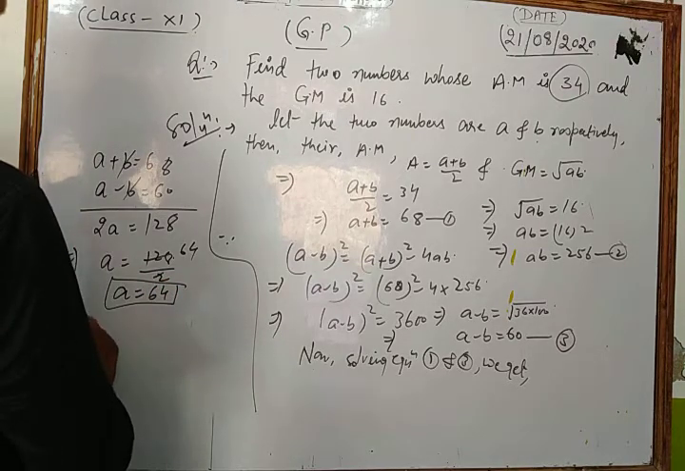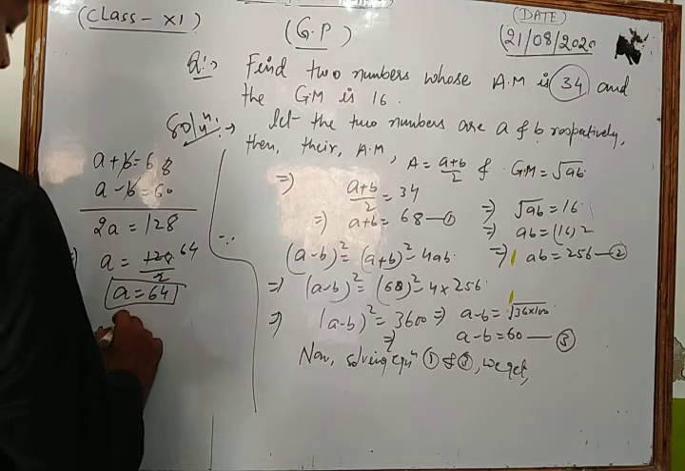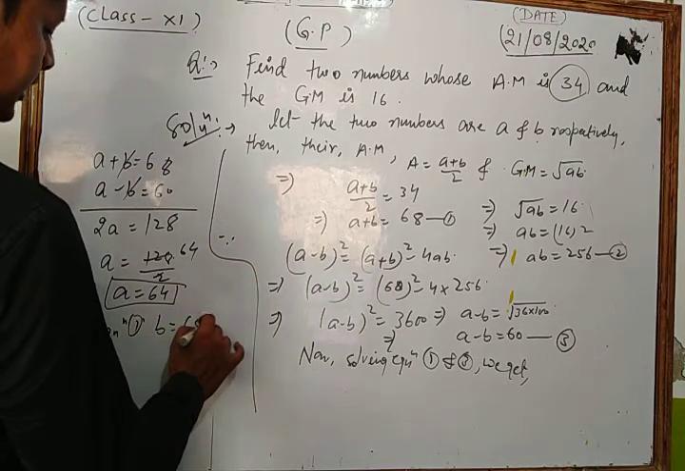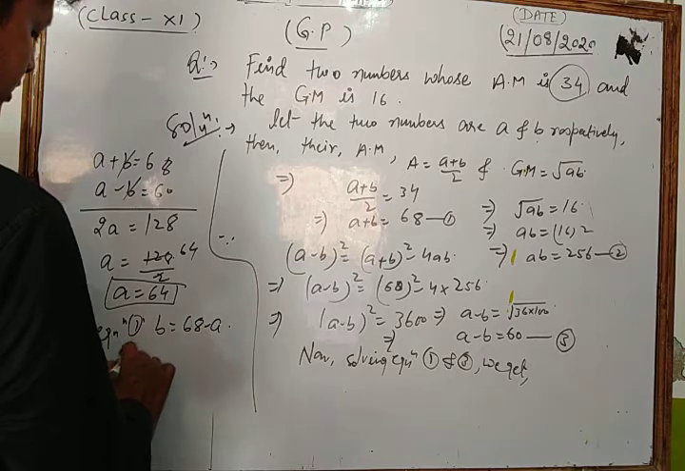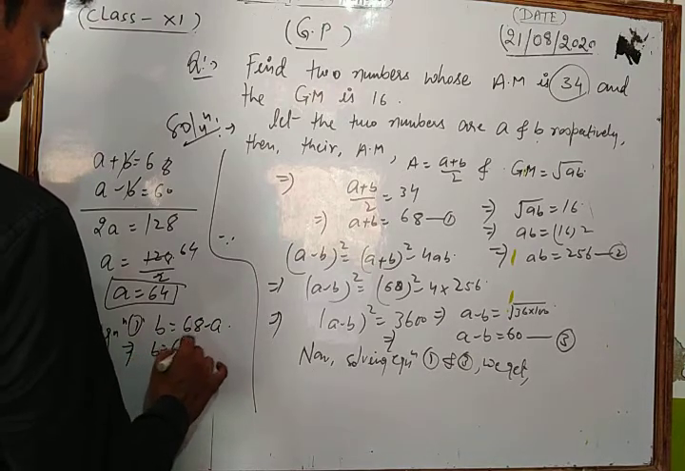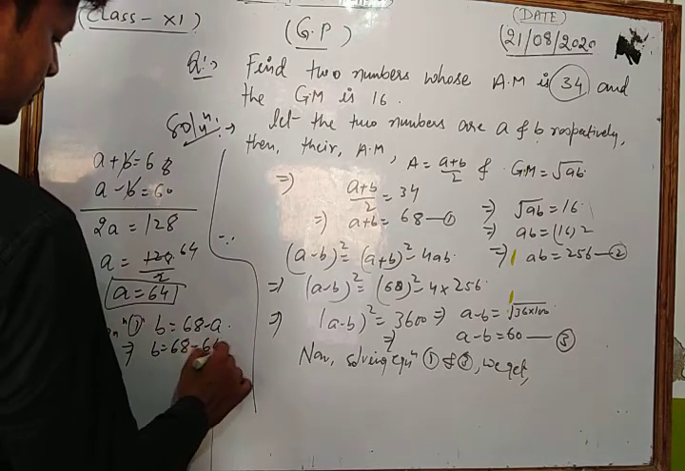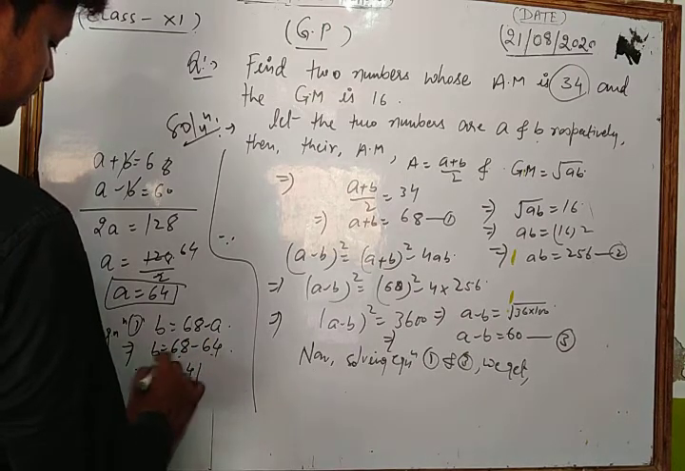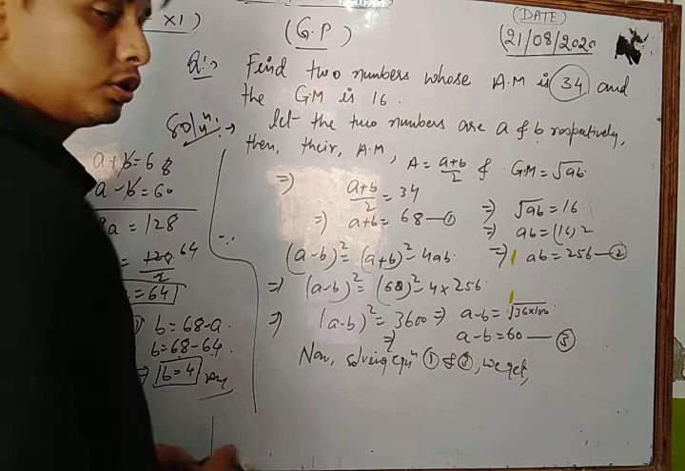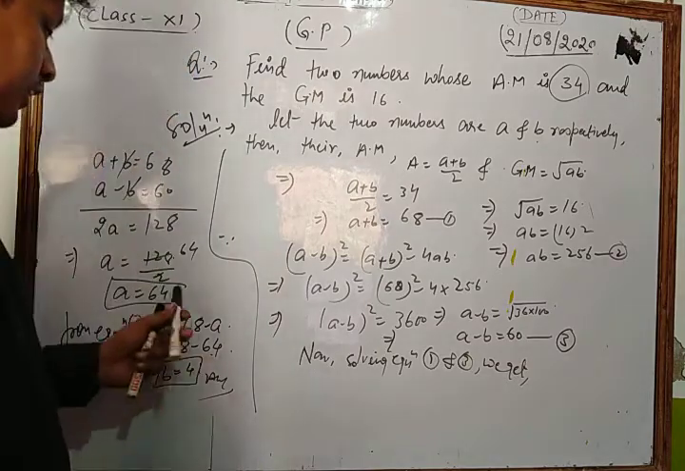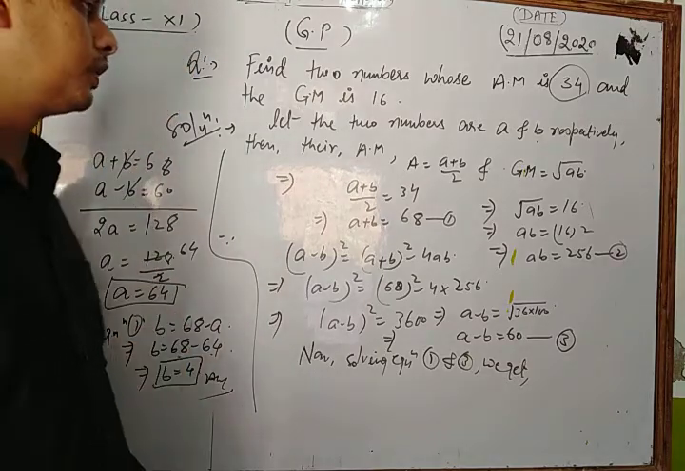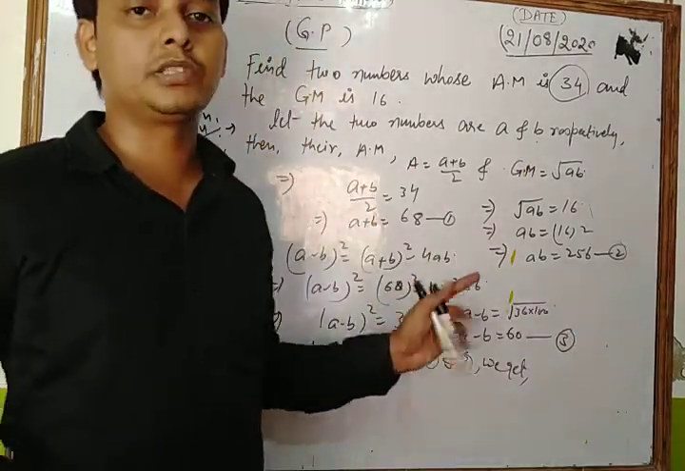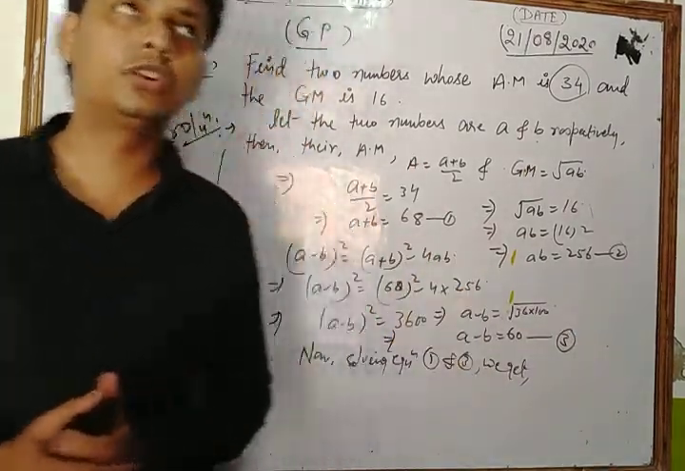Now from equation 1, the value of b is equal to 68 minus a. a is 64, so the value of b is 4. So the two numbers are, dear students, 64 and 4. These are the two numbers. So dear students, we can solve this type of question in this way. This is one of the most important questions of your syllabus.